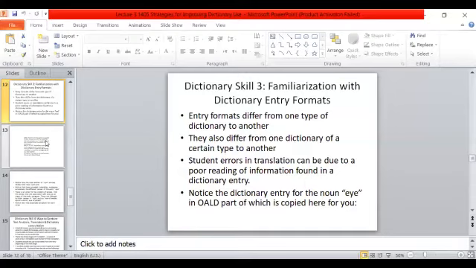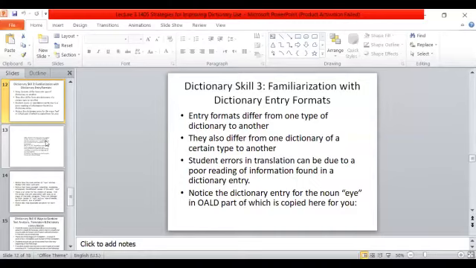They also differ. Students' errors in translation can be due to a poor reading of information found in a dictionary entry. Actually, translation trainees have to be able to use a dictionary well. And using a dictionary well depends primarily on your language skill. So if you are skilled in language, you would be able to read the entry format in full, to digest it, and to be able to select from it the information that is required.